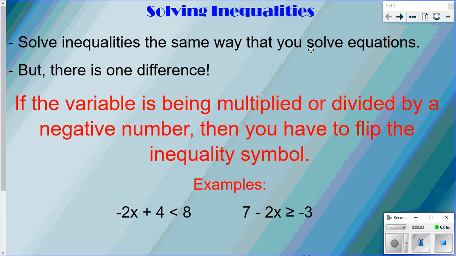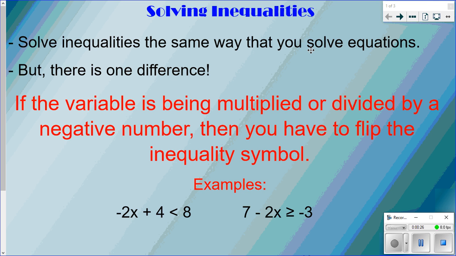All right, this lesson is on solving inequalities. This lesson is going to assume that you've already learned how to solve equations. So if you haven't learned how to solve equations, then I've got some videos on those that you can go back and watch.